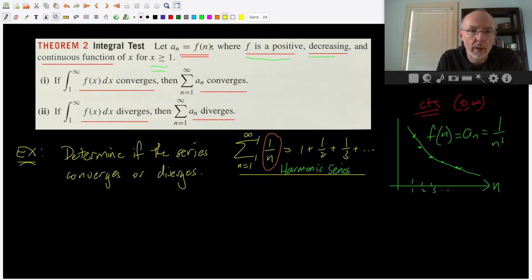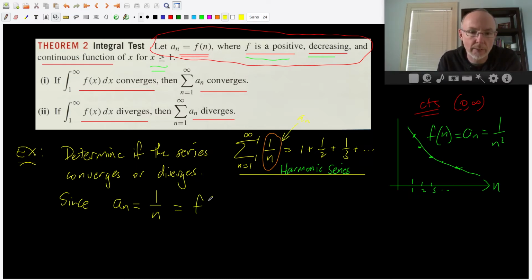Our first job when using this is to make sure we have a function and to make sure the function satisfies the conditions of the integral test, because otherwise we can't use the integral test. And in this case, our a sub n is just 1 over n, right? And so that's the function that's defining what's going on here. And so the continuous function we're going to be interested in integrating is the function 1 over x.